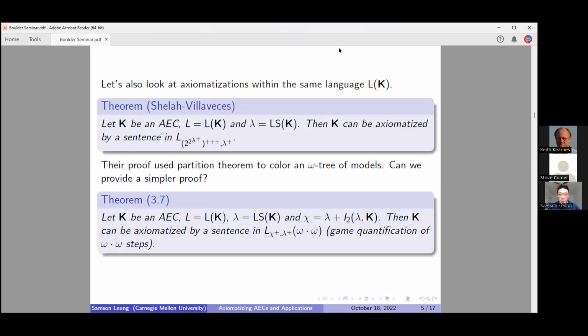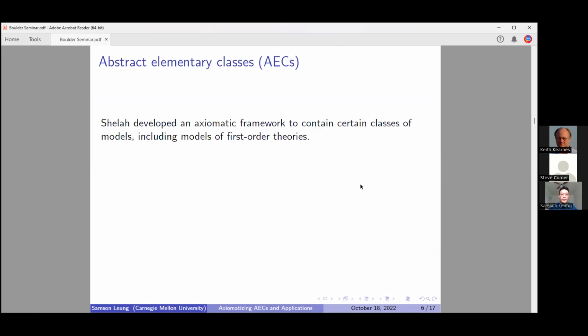So if not, let me just go through some axioms of AECs, because if we don't know what we are handling, then there's no hope to prove anything. So AECs are an axiomatic framework developed by Shelah to contain certain classes of models. One key feature is that it's a generalization of first order theories. And you may have seen in Marcus' talk, there are a lot of other examples which are of interest in algebra.